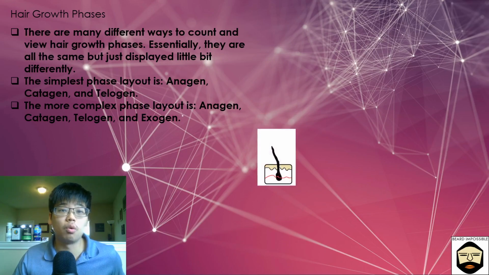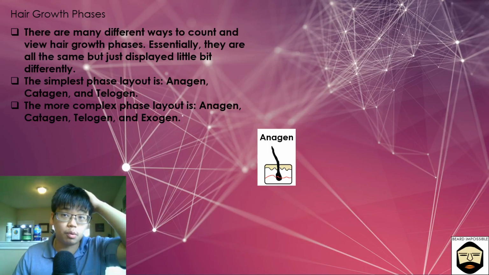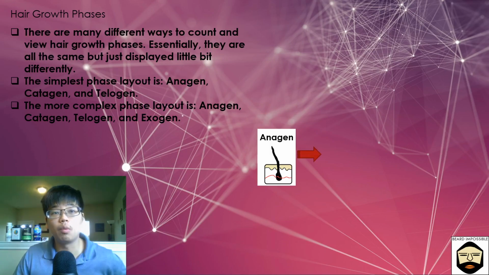First is going to be your anagen phase, which is the phase where the hair grows. Typically for your scalp or your head hair, it is anywhere from 2 to 8 years. This is a wide range because every person is different. If you ask me, I would say it's about 5 to 6 years.